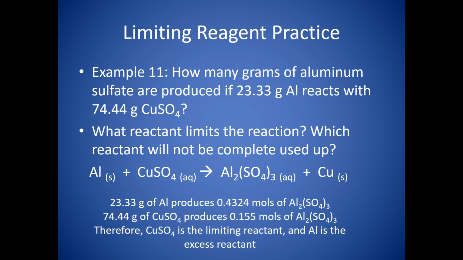You should have gotten that 23.33 grams of aluminum produces 0.4324 moles of aluminum sulfate, while 74.44 grams of copper 2 sulfate produces 0.155 moles of aluminum sulfate. So based on that, we know that our copper 2 sulfate is the limiting reactant and aluminum is the excess reactant. If you didn't get that as your answer, rewind this video and watch the instructions over again and some of the practice problems, and then try and fix your work.